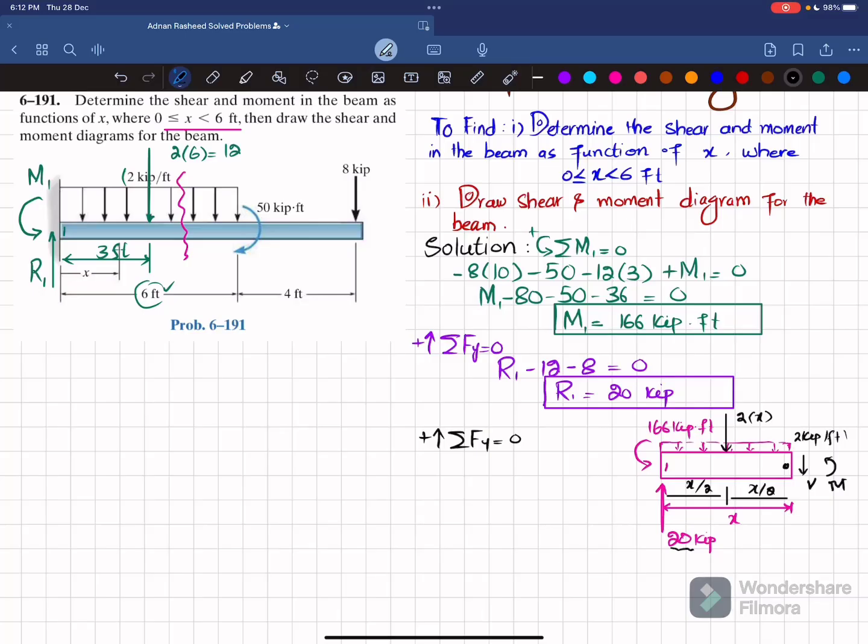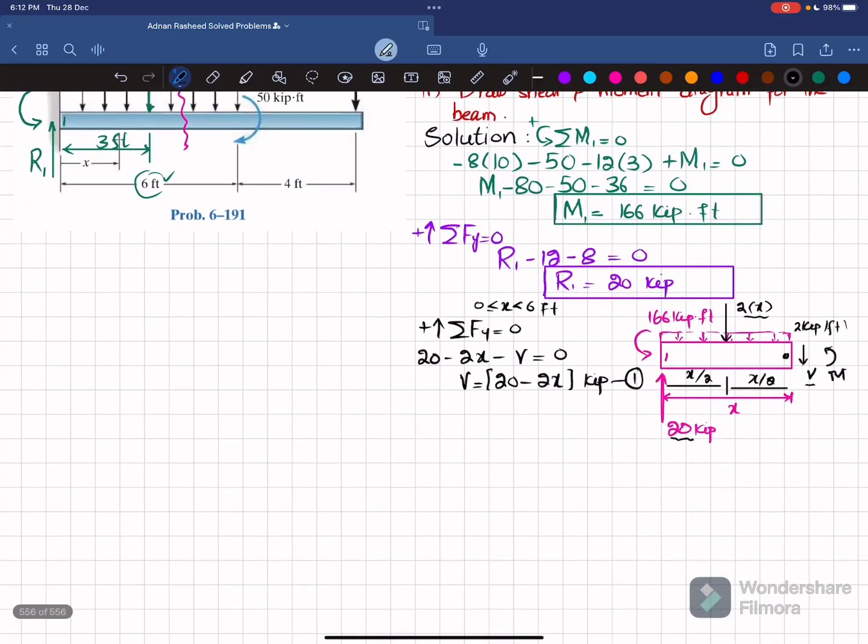So 20 is upward, minus 2x is downward, and minus V, their sum must be equal to 0. So 20 minus 2x minus V is equal to 0. From here we get V is equal to 20 minus 2x, and the unit will be kips. This is your shear force. Let this be equation number 1, the equation of shear in terms of x, and this is for the region x greater than or equal to 0 and less than 6 feet, where we have cut the beam.